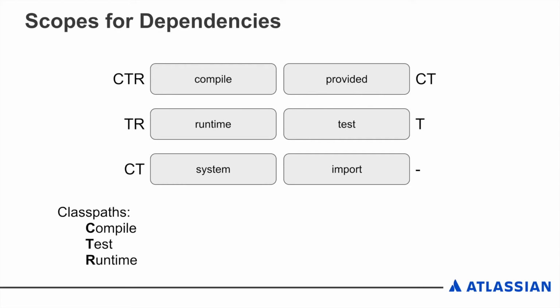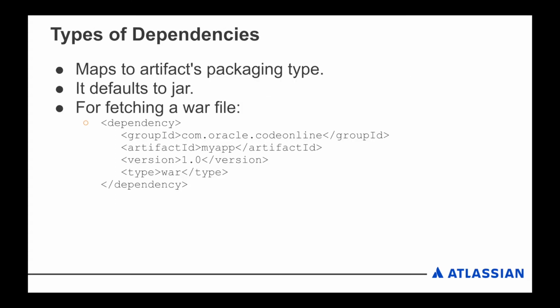The runtime scope states that the artifact will be available at runtime, and it doesn't affect the compile class path, but it affects the test and runtime class paths. The test scope is only for compiling and running test sources, and it only affects the test class path. The system scope is much like the provided scope, but with the system scope, the artifact will be provided as a file on the system path. Import scope is for the BOM, the bill of materials artifacts, where they contain a list of dependencies to be imported.